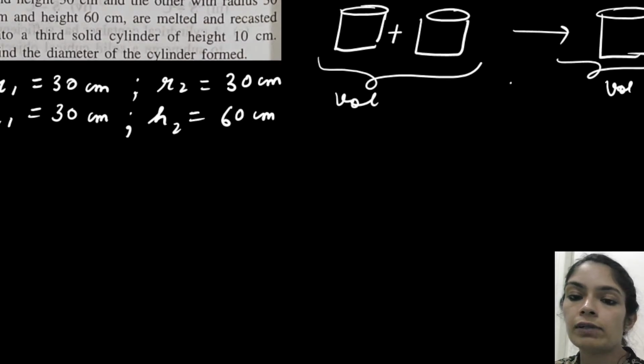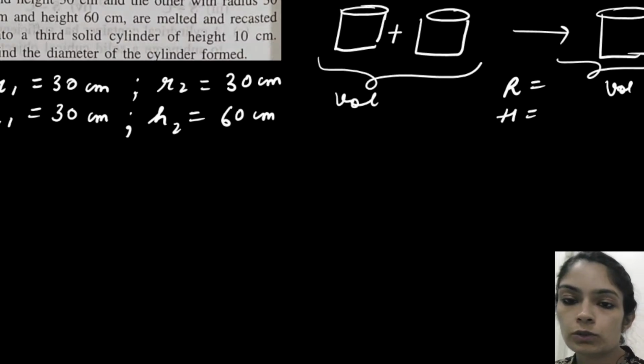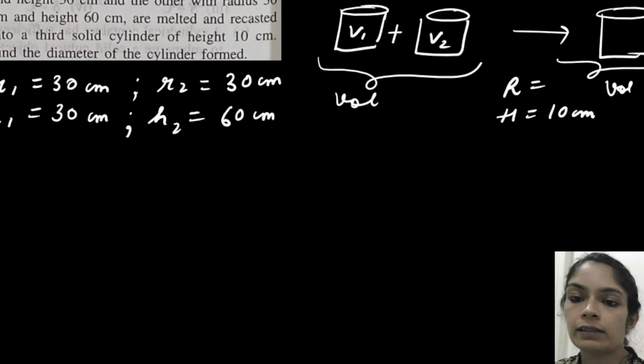Then for the cylinder formed, I will consider capital R and capital H. Capital R we have to find. H is given to us as 10 centimeter. The volumes we can write as V1, V2, and V3. So the first volume is V1, the second volume V2, and V1 plus V2 equals V3.